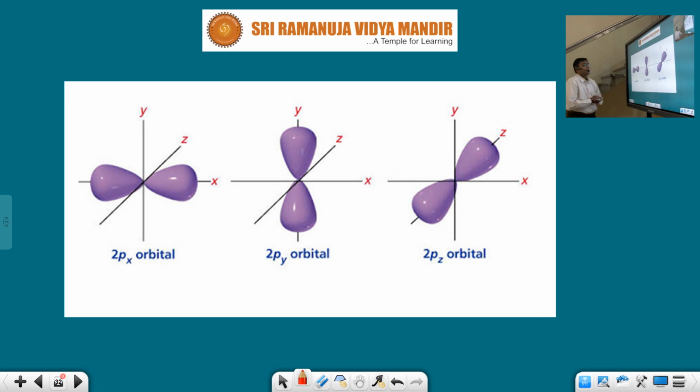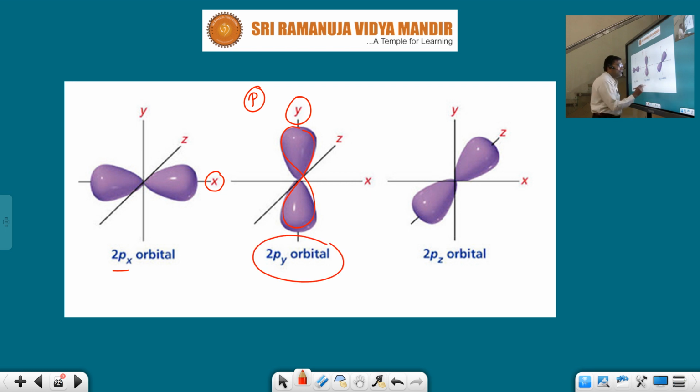Now have a look, students. These are the dumbbell shaped p orbitals whose lobes are projected in different axes. See here, x axis. In the three-dimensional space, one lobe is projected along x axis, that is called px orbital, which is dumbbell shape. These are all p orbitals. Similarly, here the lobe is projected along y axis. That's why it is called py orbital. And here the lobe is projected along z axis. It is called pz orbital.